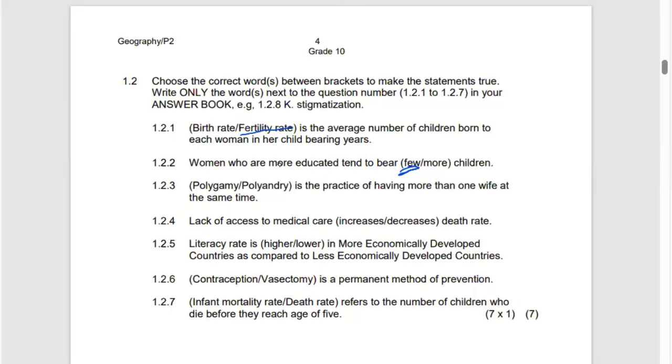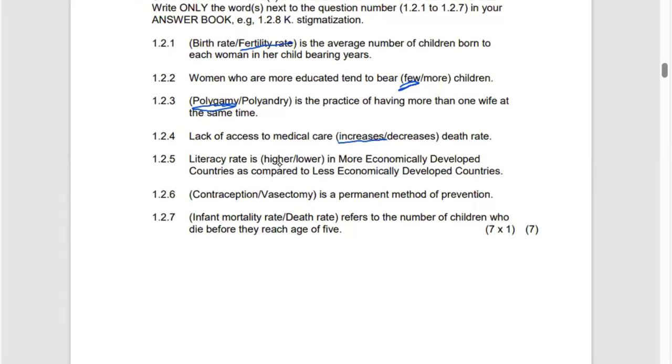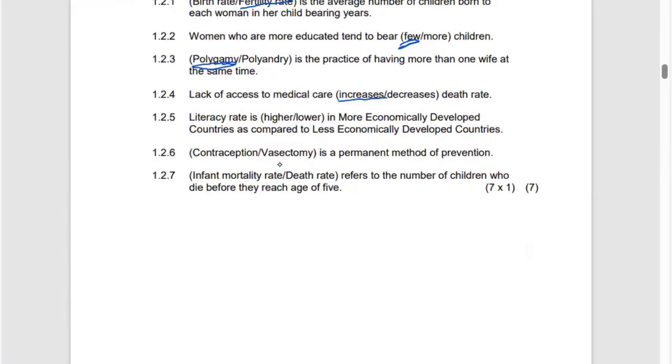production. Right? Is it polygamy or polyandry, which is the practice of having more than one wife at the same time? That is polygamy. Then a lack of access to medical care, does it increase or decrease the death rate? If you lack access to medical care, it increases the death rate. We are prone to suffer and die from some diseases because of lack of medication.